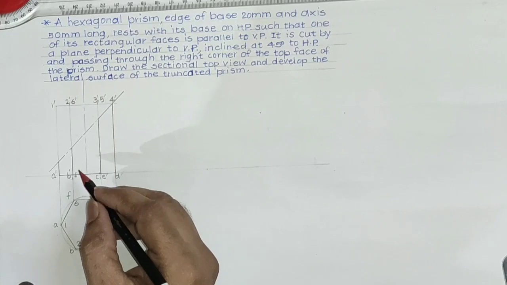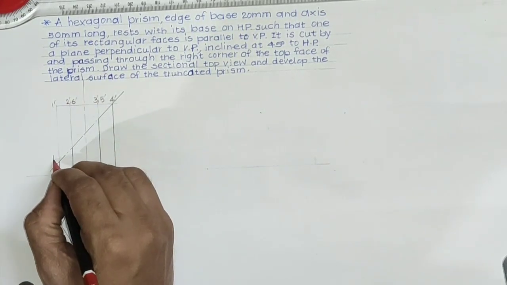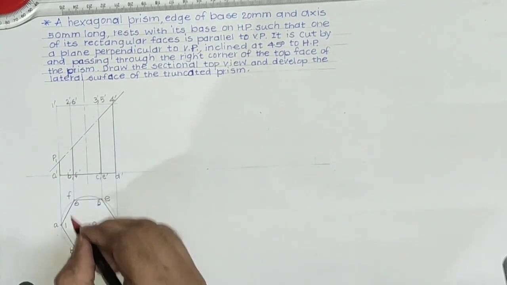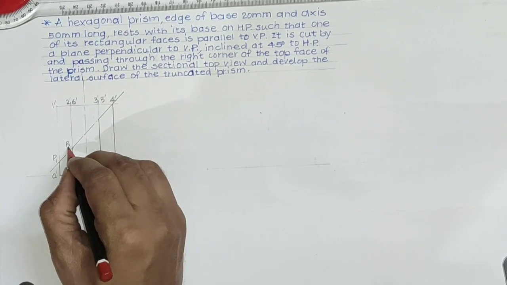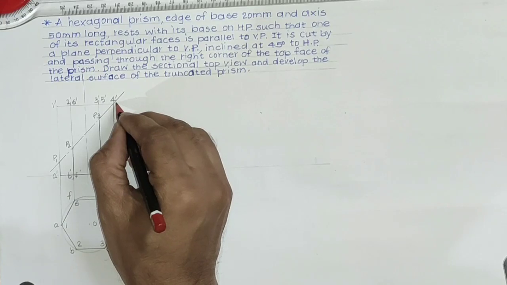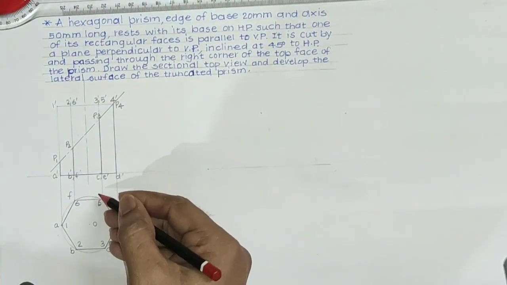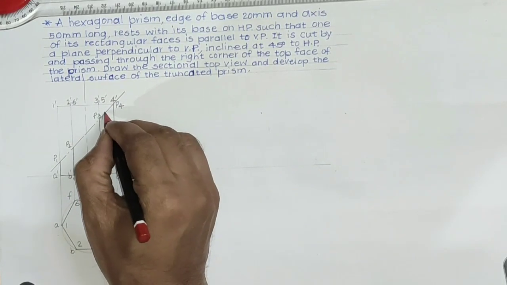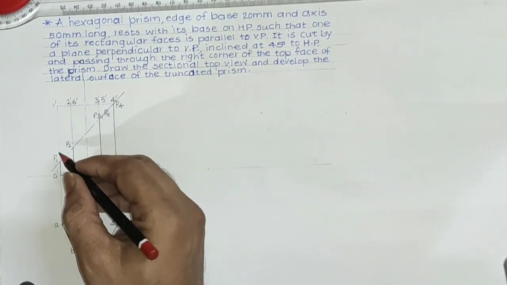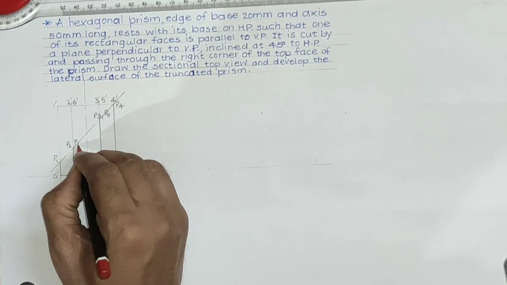Now let us mark points on the edges where the edges are cut by cutting plane. P1, it is point on first edge. P2, point on second edge. P3, point on third edge. P4, point on fourth edge. Then P5, point on fifth edge which is behind. P6, which is point on sixth edge which is again behind.